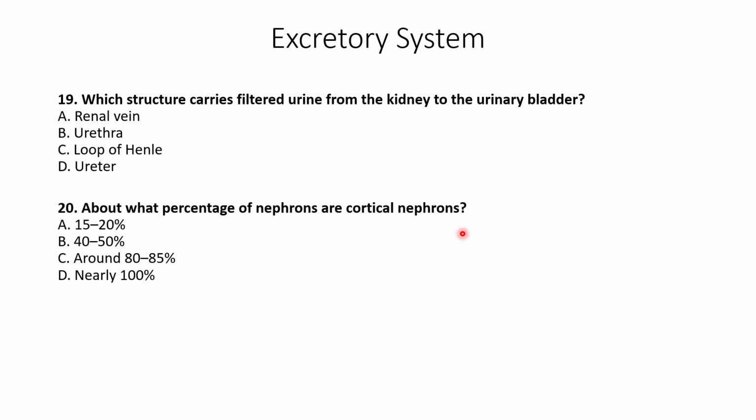Let's do one more. So, this is just another anatomical question. What percentage of nephrons are cortical nephrons? You have to remember that the kidney has a division, right? It has this medullary region as well as the cortical region.